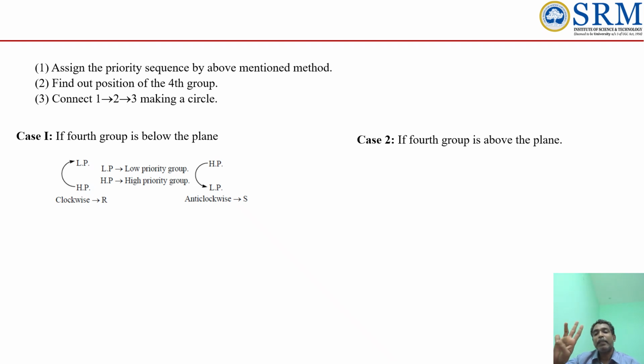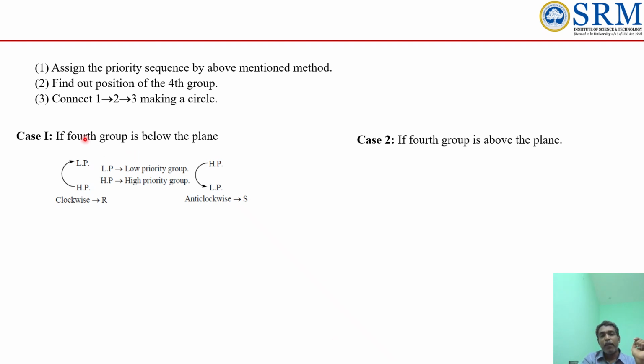So you can only take the 3 best priorities. You have to keep the 4th one away from the discussion for the time being to assign R and S. So you have to go 1, 2, 3. If it is clockwise, you assign R. If it is 1, 2, 3 in the anti-clockwise direction, you assign S. But this configuration assignment will get affected based on the 4th substituent.